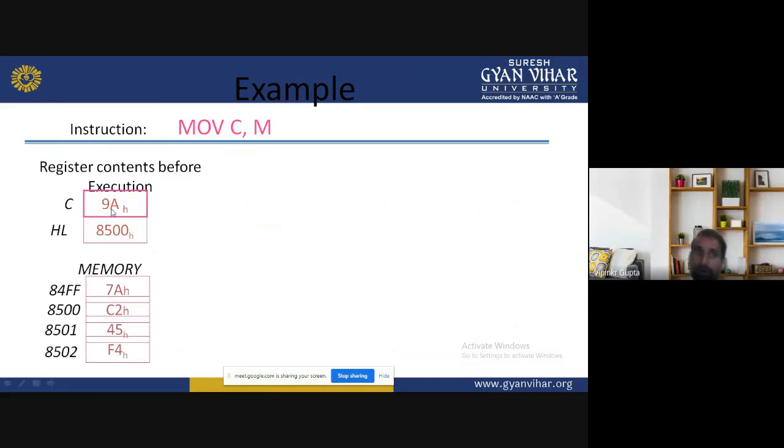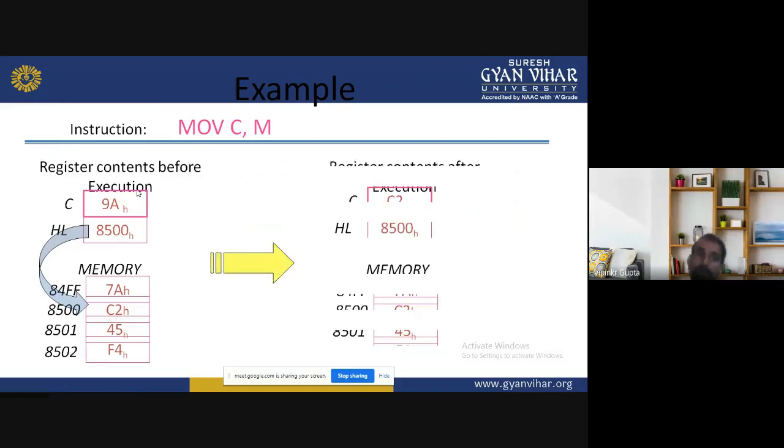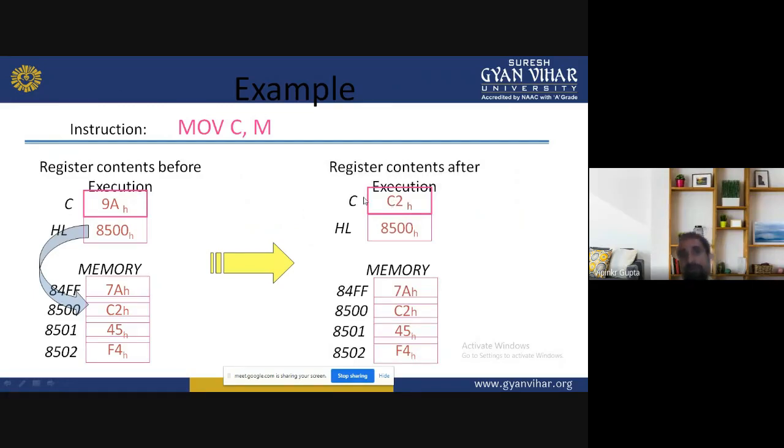C is equal to 9AH. C register already has some data, and in the HL pair, H has 85 and L has 00. So this data works as a memory address, 8500, where we have the data C2H. That data is transferred, and 9A will be overwritten. So C2 will be transferred to the C register. After the execution we can see it like that.